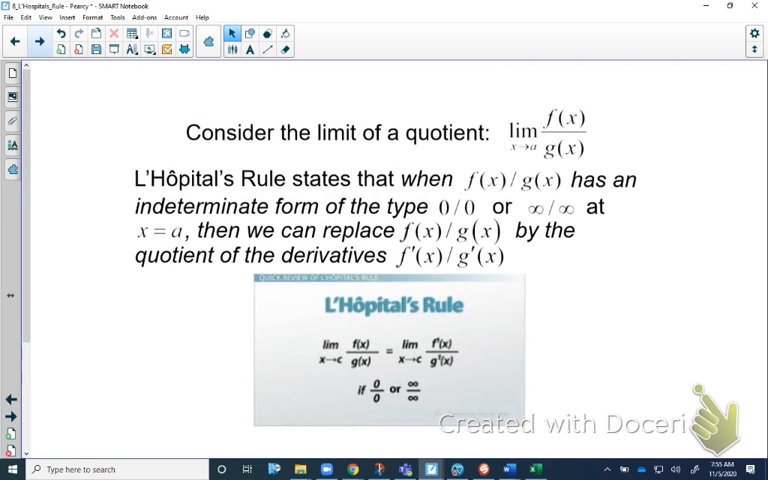So essentially what we're looking at here is like what you see in the picture down at the bottom: if you have an expression where you have some function over another function, that's typically what we think of as a rational expression of some kind. If you're going to get an indeterminate form, L'Hopital's rule states that the limit of the function as x approaches some number is going to be equal to the limit of that same function if I take the derivatives of the numerator and the denominator and then do my substitution.